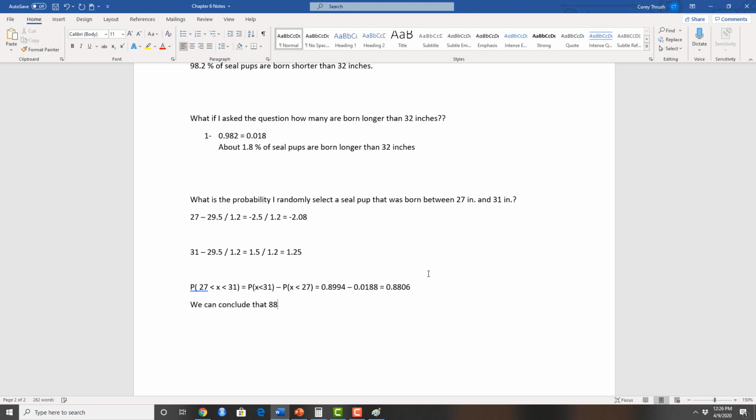So we can conclude that 88.06% of seal pups born have a length between 27 and 31 inches.